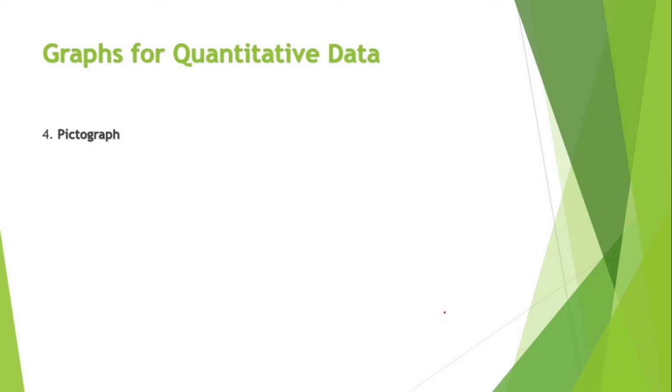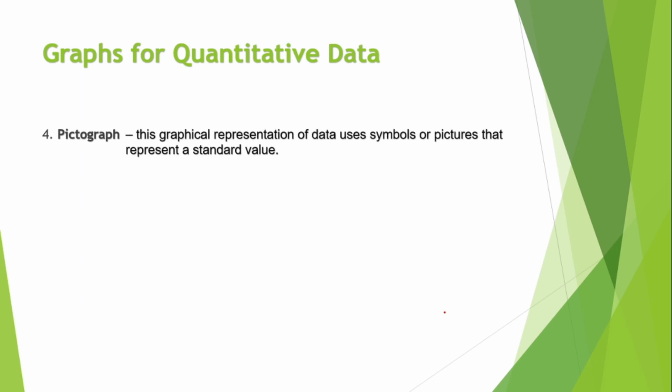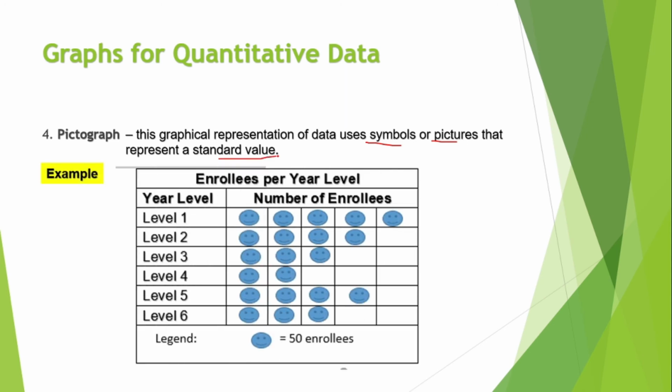And number 4 is the pictograph. You can use pictograph, meaning pictures, because of the word picto. This graphical representation of data uses symbols or pictures that represent a standard value. For example, enrollees per year level. You have levels 1, 2, 3, 4, 5. So, there are 5 smileys. This is what we represented.